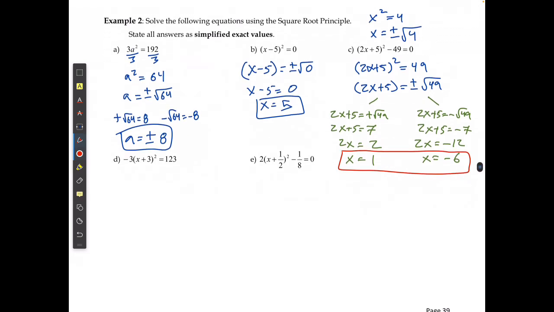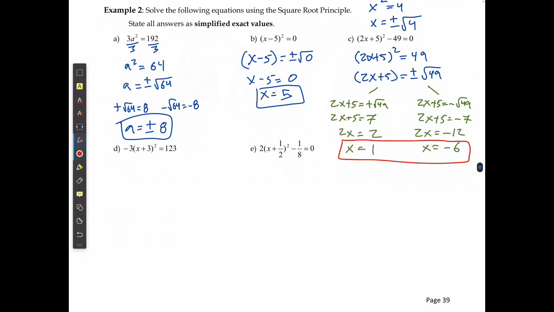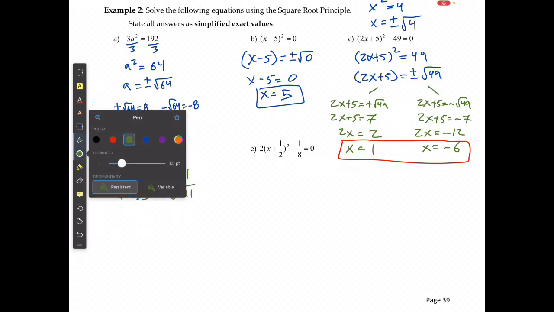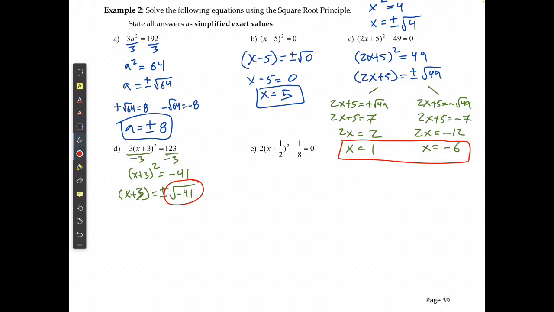When I get to example D, I'm going to divide both sides by negative 3 to start. And I'm going to say that x plus 3 squared is going to equal negative 41. Then I would take the square roots of both sides, which means that x plus 3 is equal to the positive or negative square root of negative 41. And I can't go any further at this point because this is mathematically impossible. I can't take the square root of a negative number, which means that there's going to be no solution.